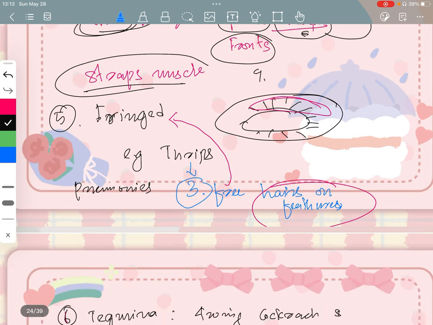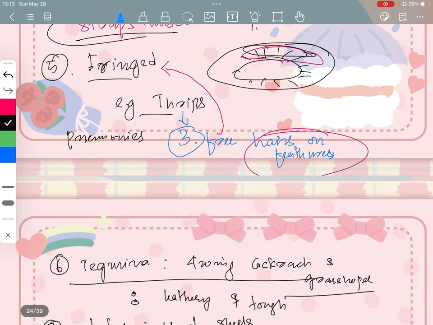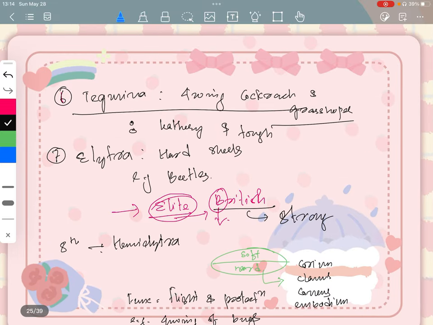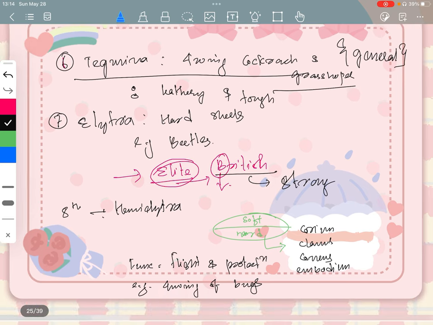So, the fifth type is fringed. Example is thrips. Modification is it has marginal hairs on fringed. Mnemonic here is three free hairs on feathers. That is, three stands for thrips, three stands for fringed, hairs on feathers, that is marginal hairs on feather. Sixth is tegmina, four wings of cockroach and grasshopper, that's also a general one that we used to study since our childhood. Since our childhood means since we know about the insect.